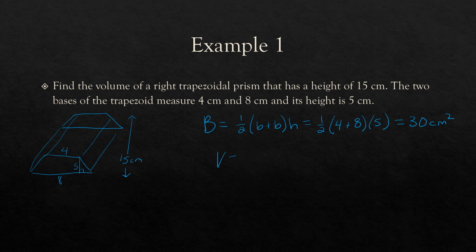For the volume, we're going to do base times height. So we take that 30 centimeters squared and multiply it by the height of the prism, which is 15 centimeters. Now we have it as 450 centimeters cubed. You see we have square centimeters and centimeters multiplied together to be centimeters cubed. We are always going to have cubic units when we're working with volume.